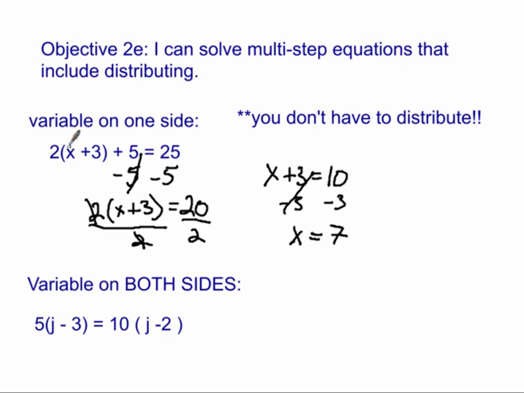And if I want to double check, I'm going to put it back in here and make sure that it works out. So 7 plus 3 is 10, and then 10 times 2 is 20, and then 20 plus 5 does equal 25, so it would make this equation true.